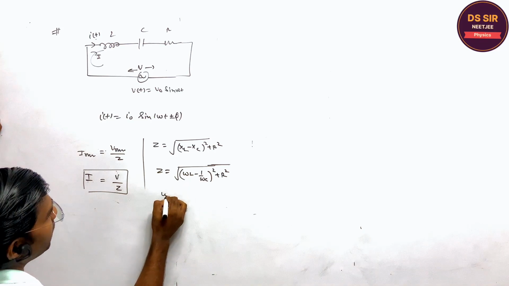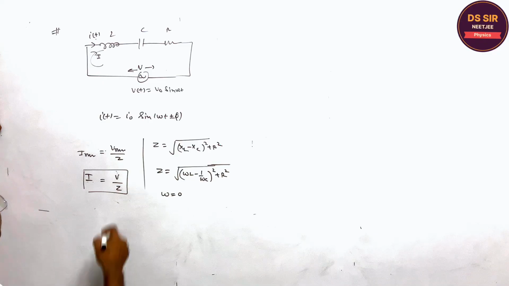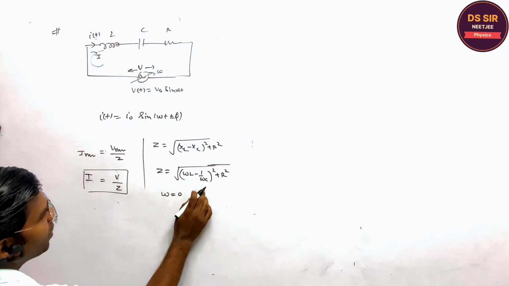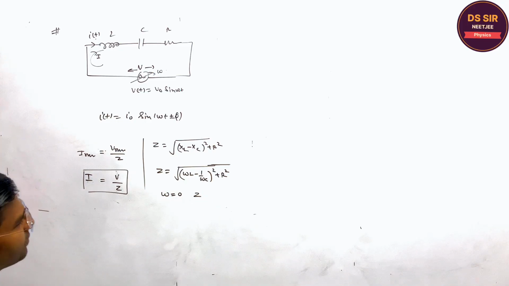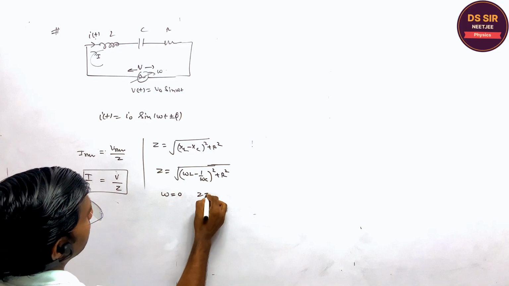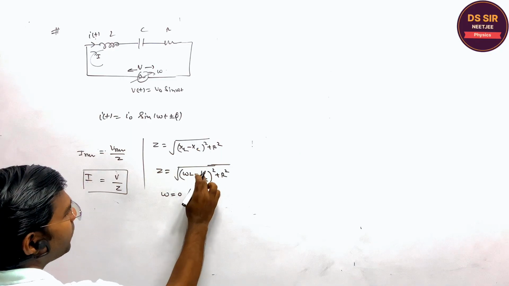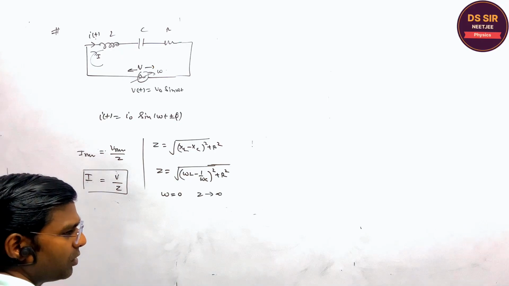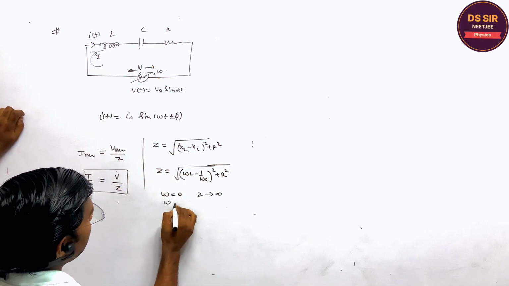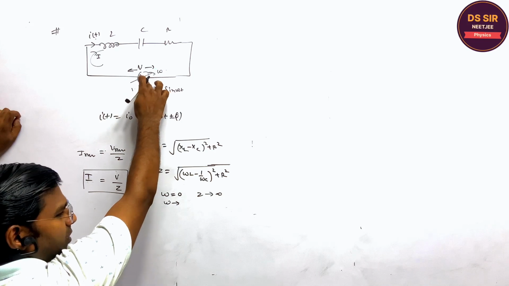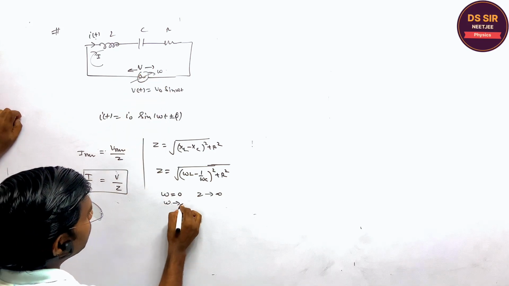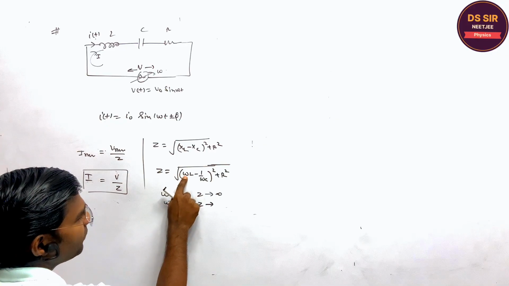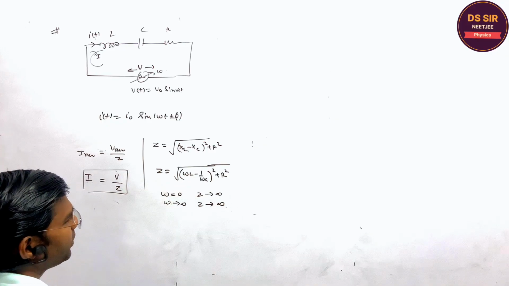So you tell me, if the angular frequency of this source is omega, which is approximately 0, what will be the impedance of the circuit? You tell. 1 upon infinity. 1 upon 0. So it becomes infinity. So Z tends to infinity. Do you understand or not? Right. If the frequency of this generator or the AC source tends to infinity, then what is the Z? Yes, again it tends to infinity.